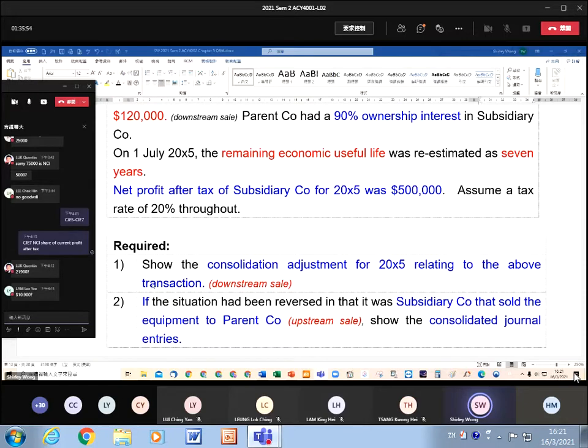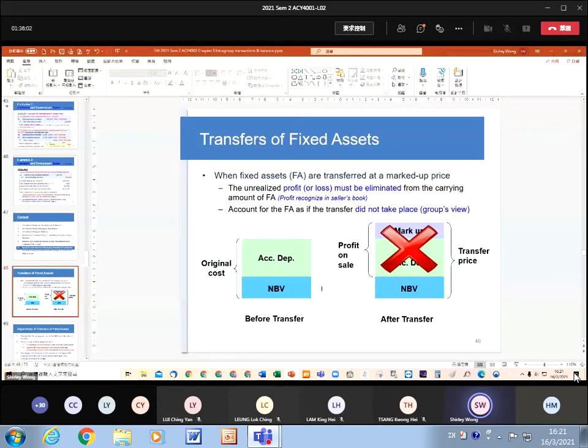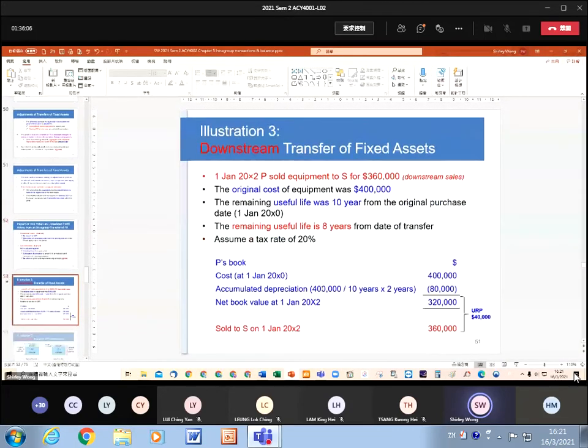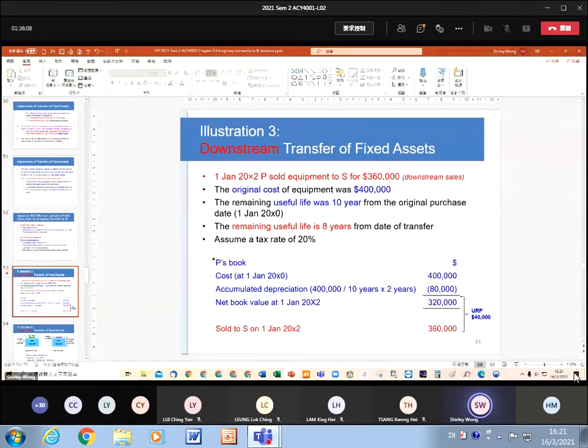So now I would like to give you 5 minutes to prepare 2 parts for me. So how to prepare it? Let me give you some idea. Go to our PowerPoint slide on chapter 5, turn to slide 51. First of all, can you please, like me here, calculate the profit on disposal? Calculate the unrealized profit on disposal. This is your first task.